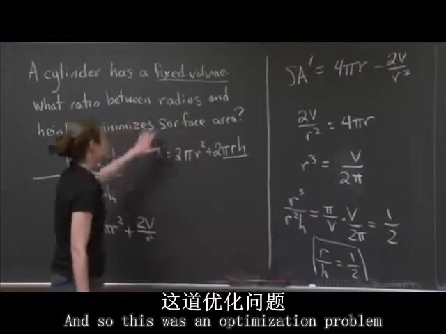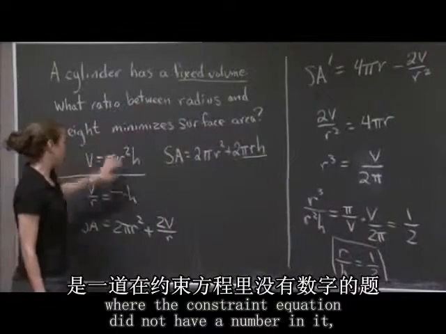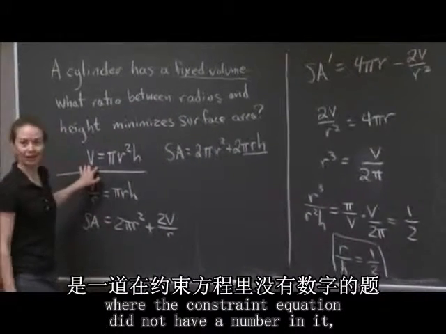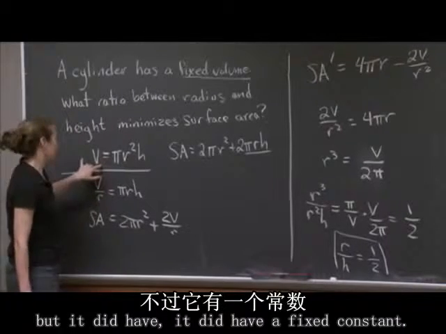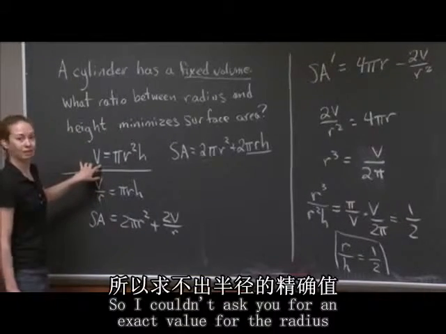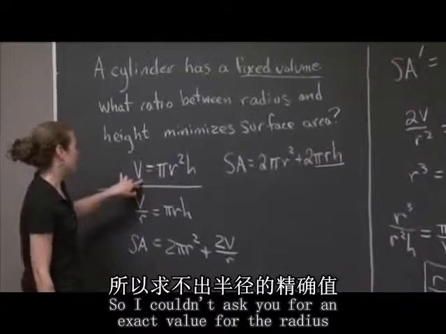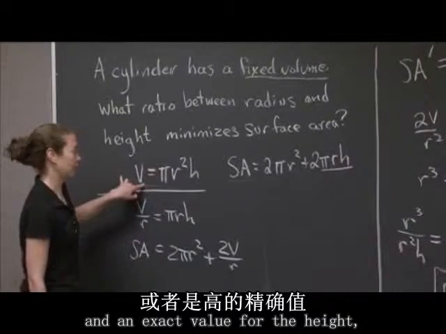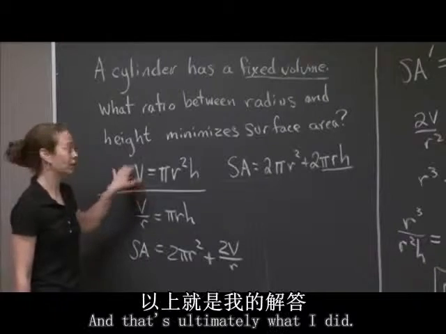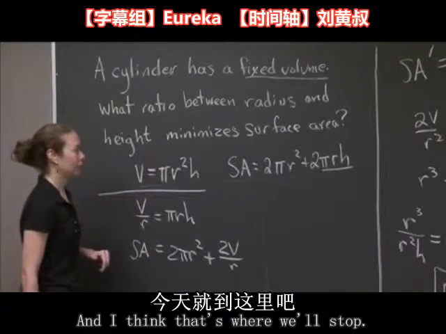And so this was an optimization problem where the constraint equation did not have a number in it, but it did have a fixed constant. So I couldn't ask you for an exact value for the radius and an exact value for the height, but I could ask you for how they relate. And that's ultimately what I did. And I think that's where we'll stop.